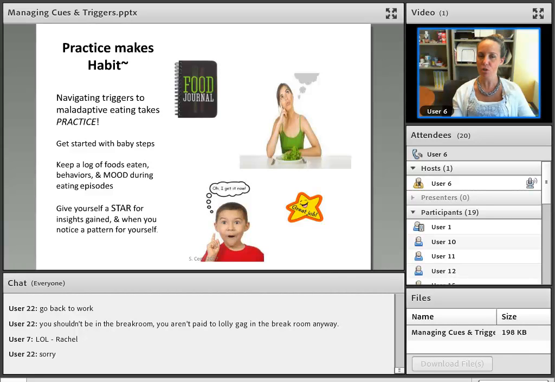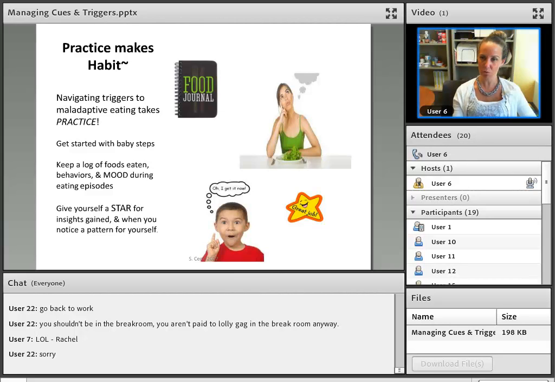Food journaling, but also emotional journaling, can be a really good strategy for helping you identify what your patterns and triggers are. So keep a log of foods eaten, your behaviors, your mood before those eating episodes, during those eating episodes, that sort of thing. And then sit back, come back and reflect. So the purpose, a lot of folks think that the food journal and the emotional journaling is really to hold you accountable in the moment.